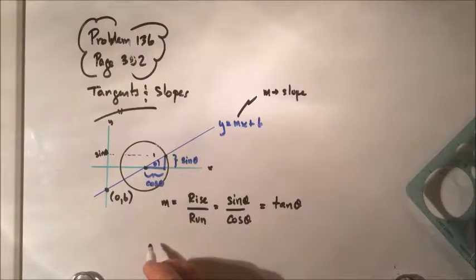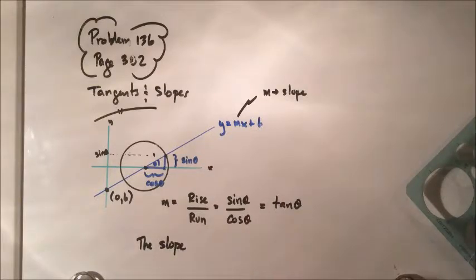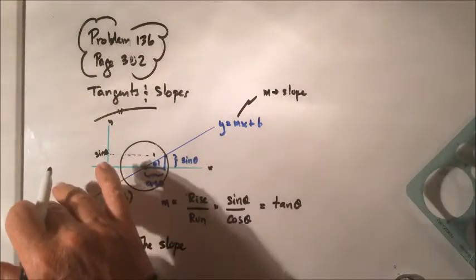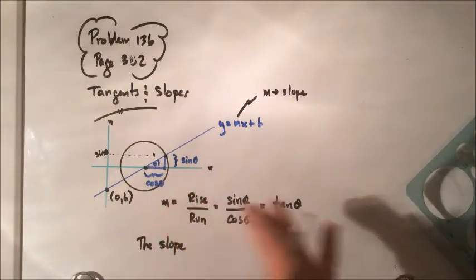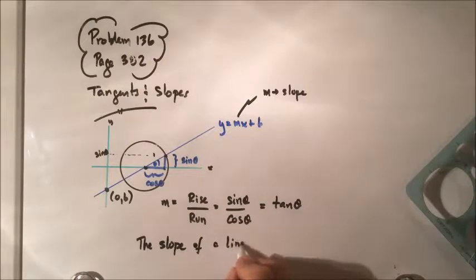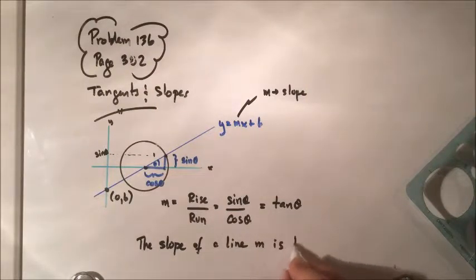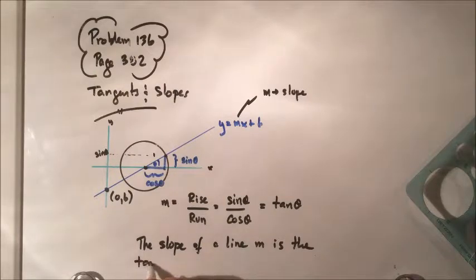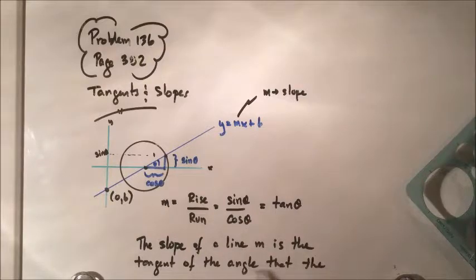So why is that important? Because it shows that the slope introduces trigonometry into analytical geometry. If we haven't done that already, this definitely does it. The slope of a line, m, is the tangent. Let me just write it out like this. It is the tangent of the angle that the line makes with a horizontal.